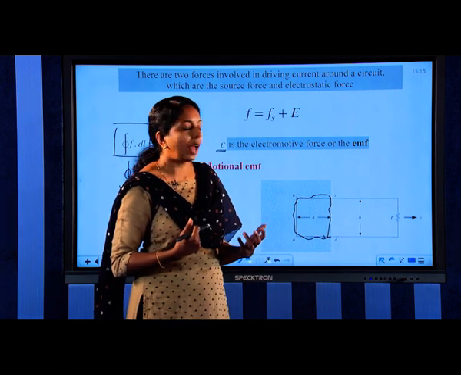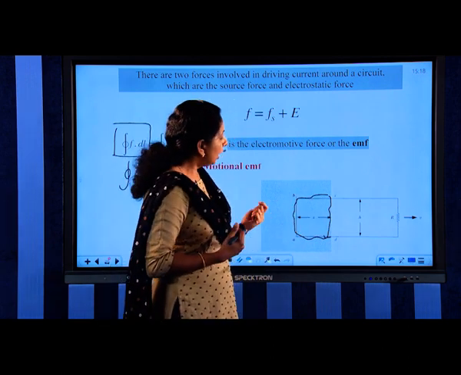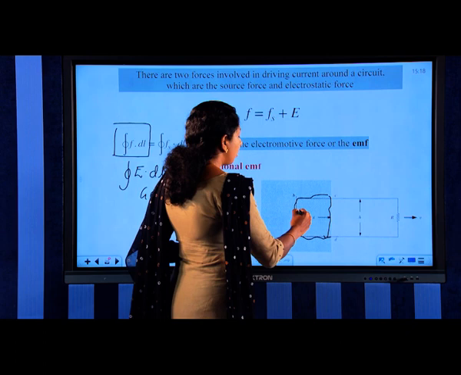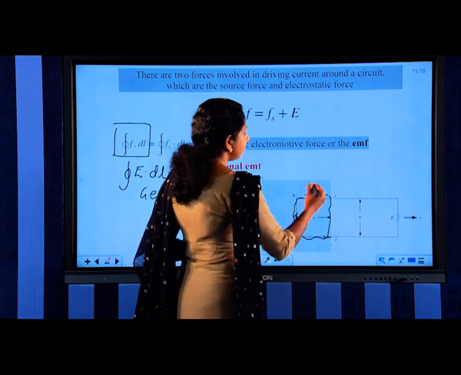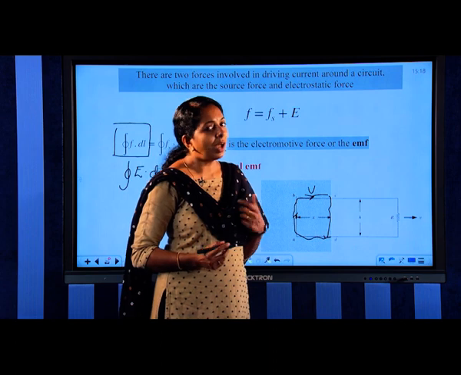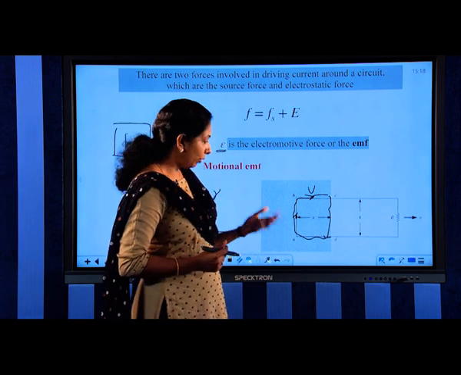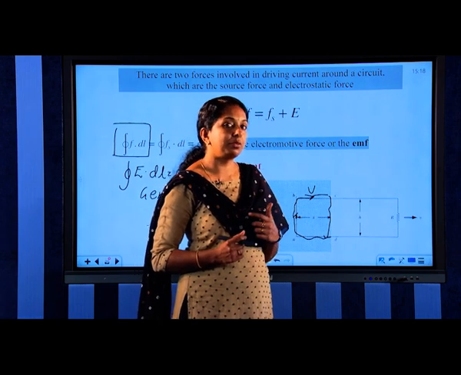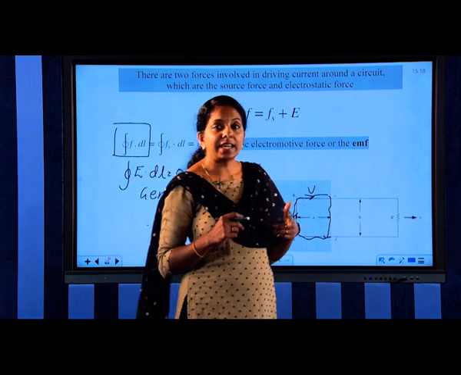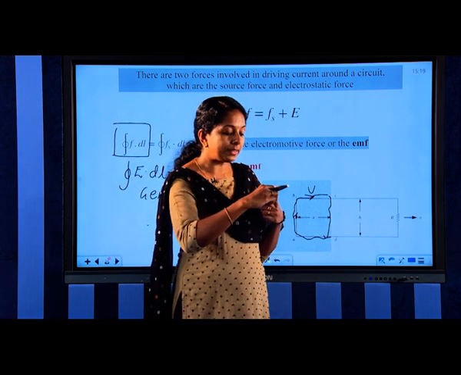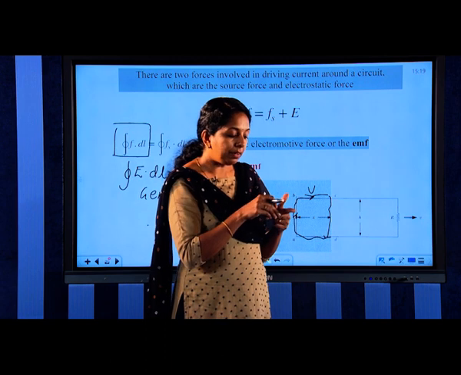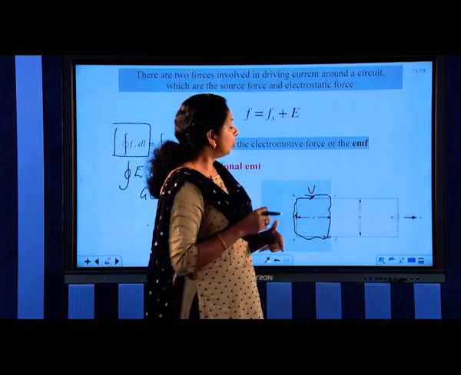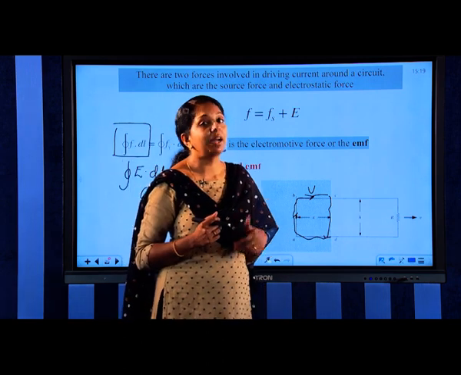So what kind of force can act on a moving charge? Because we move the loop to the right with some speed v, the charges also move with the same speed v. We know that only a magnetic force can act on a moving charge, and Fleming's left hand rule gives the direction in which the magnetic force is acting. Fleming's left hand rule says that if the forefinger points in the direction of the magnetic field and the middle finger points in the direction of current, then the thumb gives the direction of force. So here you can find in which direction the magnetic force is acting.